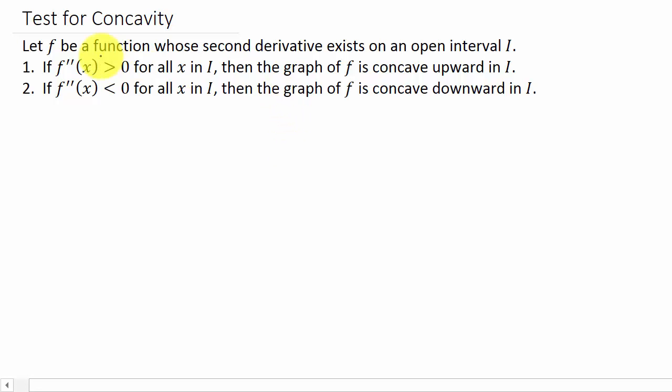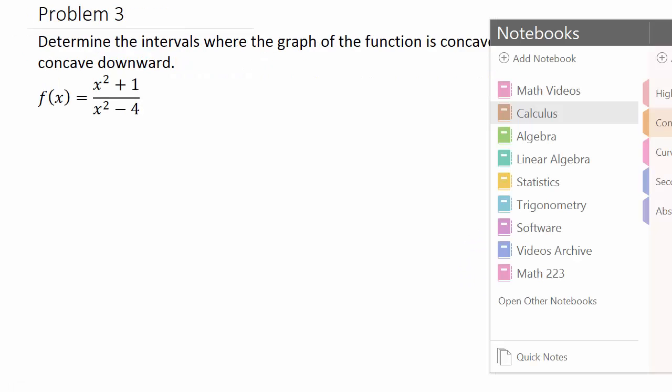Alright, so to test for concavity, f is a function whose second derivative exists on an open interval I. If the second derivative is greater than 0, or the second derivative is positive, for all x in the interval I, then the graph of f is concave upward in that interval. And if f double prime is less than 0, or the second derivative is negative for all x in I, then the graph of f is concave downward in that interval. So what we need to do is find the second derivative, set it equal to 0, and solve. Alright, so let's look at our problem.